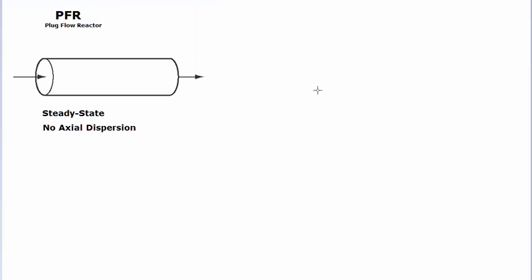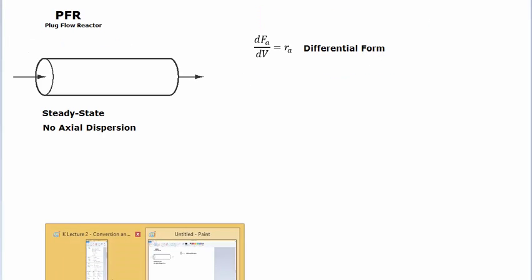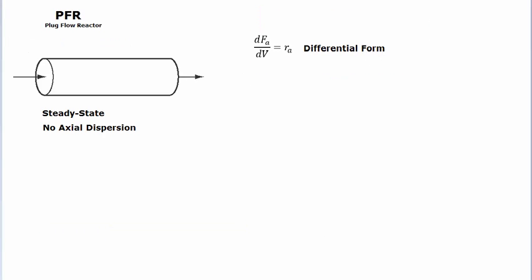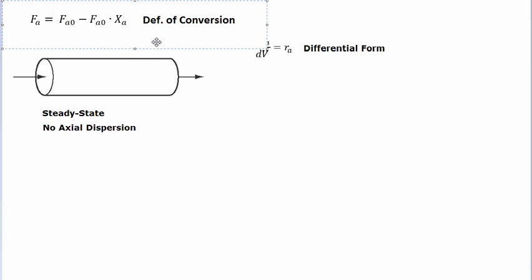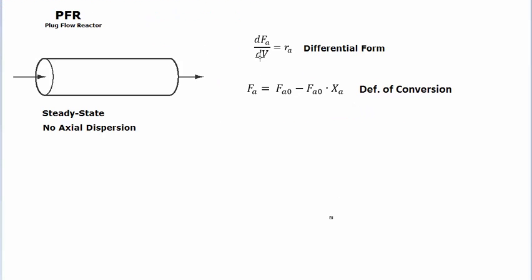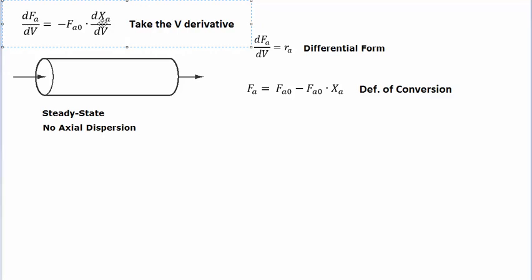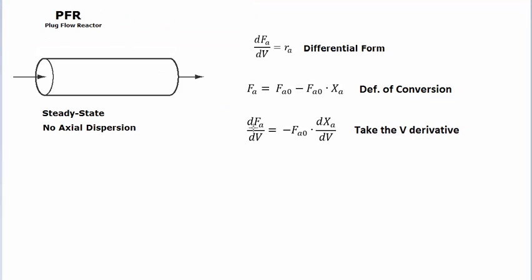Okay. Lastly, let's take a look at the plug flow reactor. This was our plug flow reactor, and this was the design equation we came up with last time. Again, we're going to use the definition of conversion. And this time, since we have a derivative in there, we're going to need to take the derivative, much like we had to do with the batch reactor.